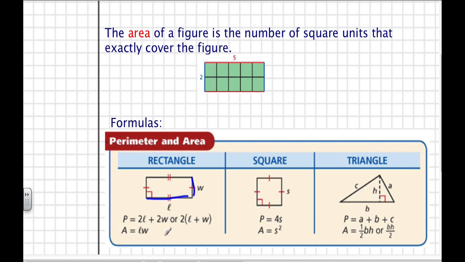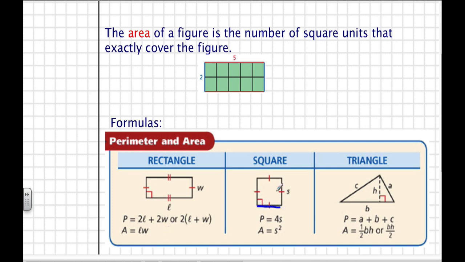That's going to give me how many square units cover that surface. Always make sure you're thinking about units when you're talking about perimeter and area. If you're talking about perimeter, my units might be in something like inches, just a length, but my area would be in something like inches squared, because I want to know how many little square inches, that are inch by inch, cover the surface.